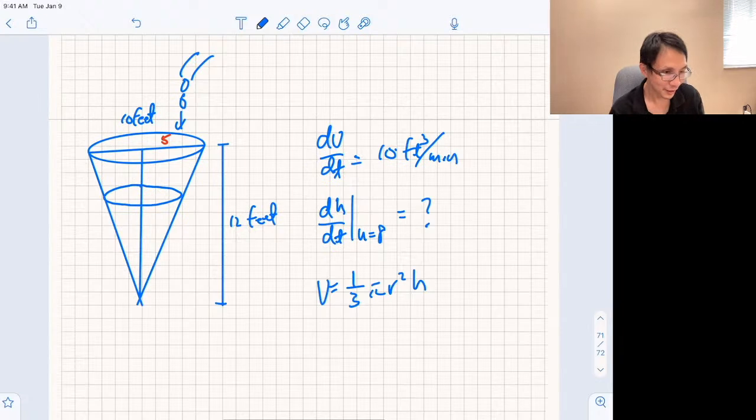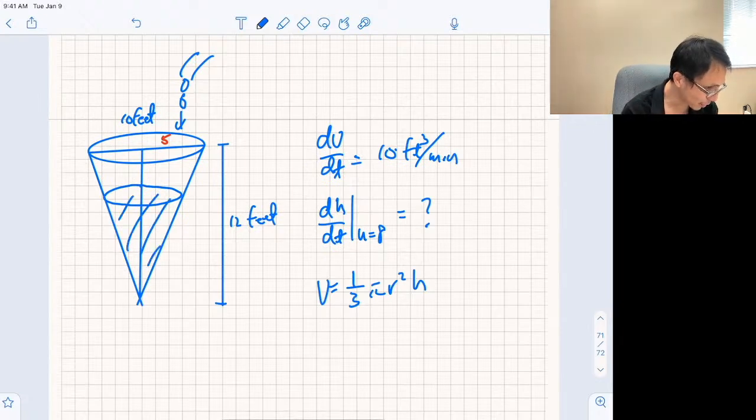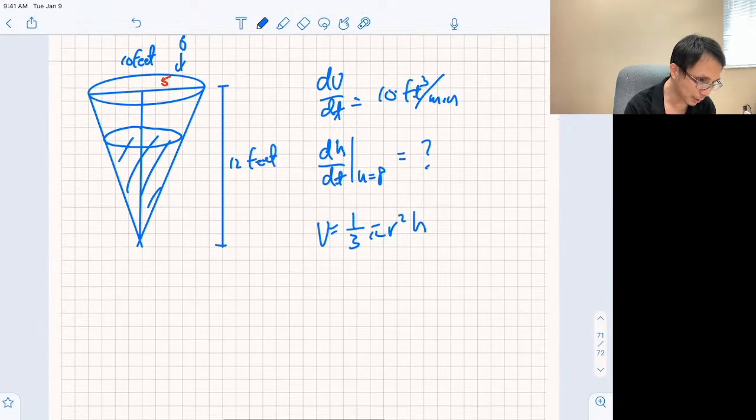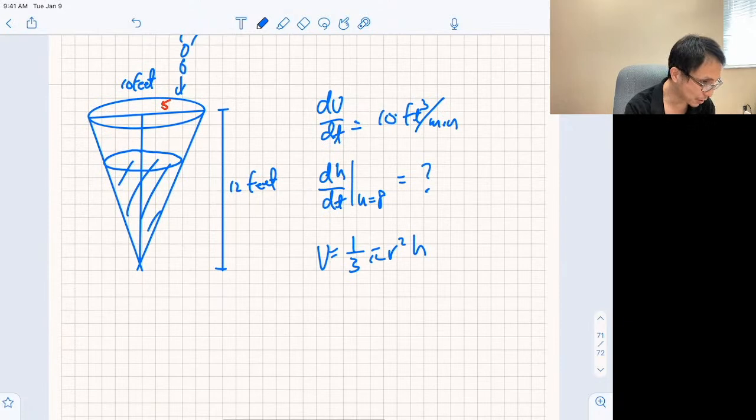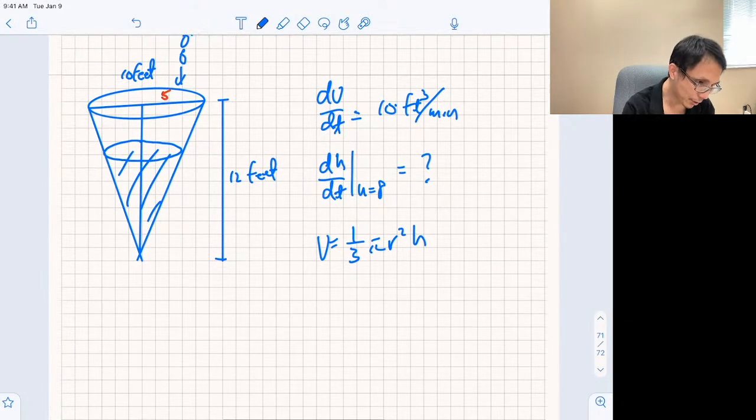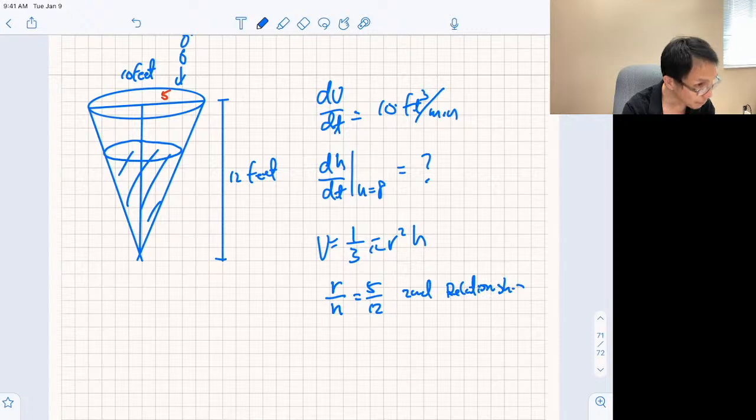Whatever, that's close enough. So there was water, right? It's blue. Obviously there's water, but the cone never changed. The cone has a similar-triangle relationship between the radius and the height. So let's say r over h is equal to 5 over 12. Does that make sense? This is the second relationship. Does that make sense? Because that's a similar triangle from back in geometry.